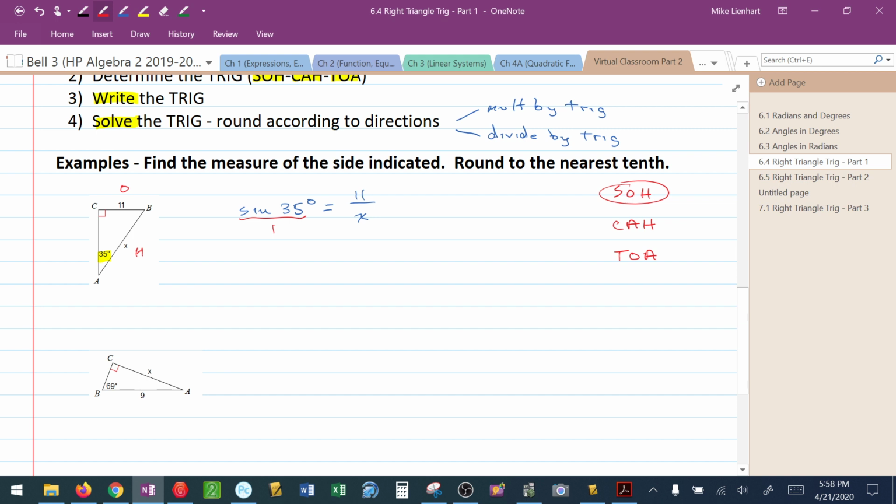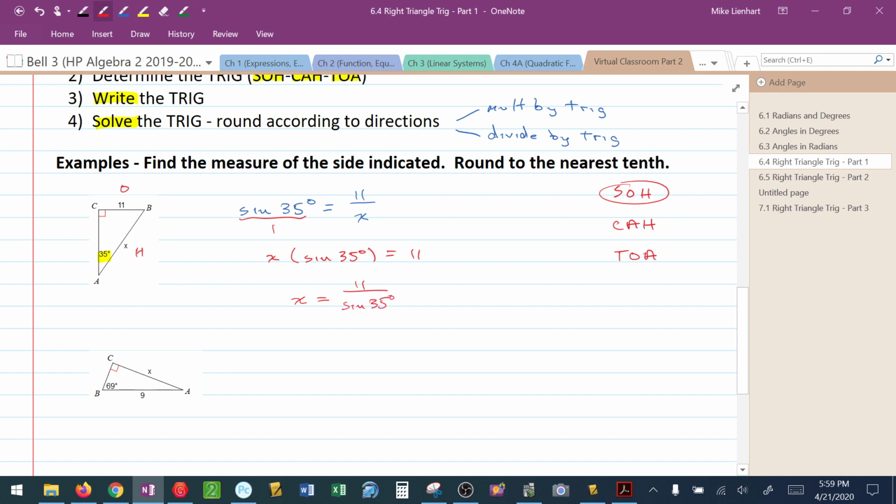So if I cross multiply and divide to solve, to find x, I'm going to have 11 divided by the sine of 35. Let me write it out just so you can see all the arithmetic here. If I cross multiply, I have x times the sine of 35 is equal to 1 times 11, or 11. Now to solve for x, we would divide both sides by the sine of 35. So I get x is equal to 11 divided by the sine of 35.